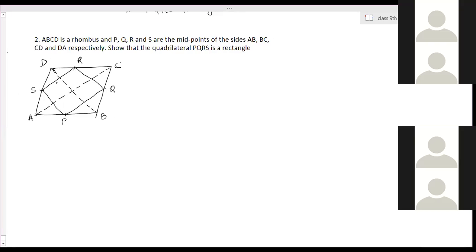So in this one, again the same thing. S and R are midpoints. So therefore SR is parallel to AC as well as SR is half of AC. PQ is parallel to AC, PQ will be half of AC. So therefore PQ is equal to RS and PQ is parallel to SR. So that means PQRS is a parallelogram. Till that part, whatever we have proved earlier, the same thing we have to prove till PQRS is a parallelogram.